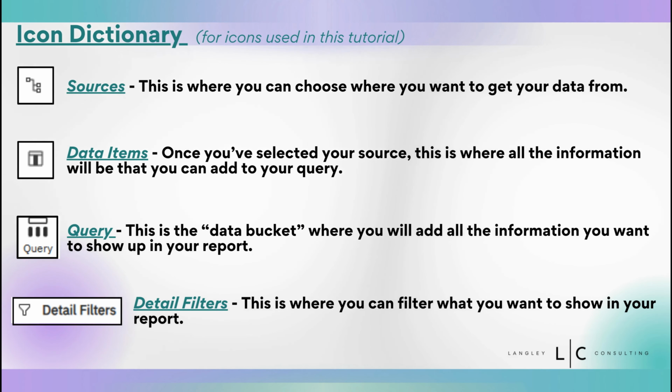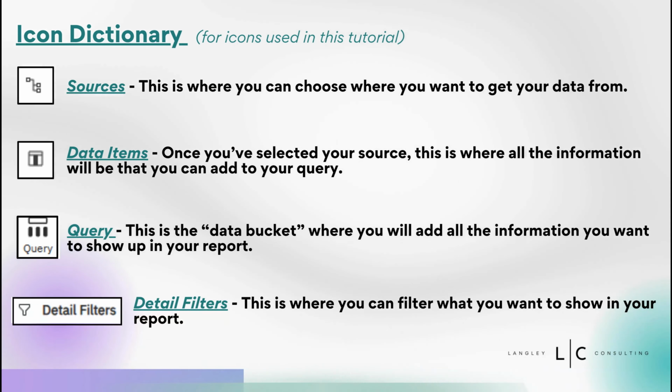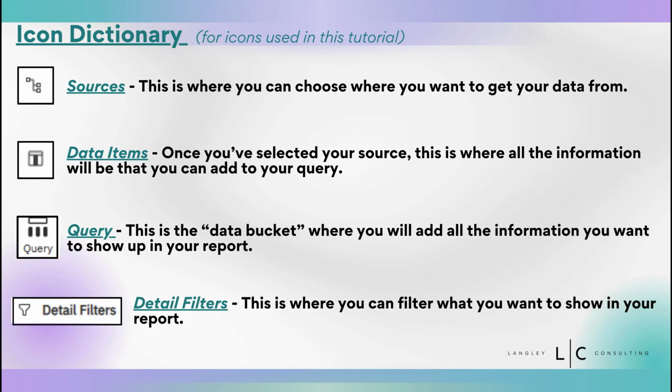For your reference, we have added this icon dictionary explaining what each icon used in this tutorial means. Sources. This icon is where you will go to choose where you want to get your data from. In this tutorial we chose the My Employees package. Data items. This icon is where all the available data to add to your report will be. Here, you will drag and drop information into your query.